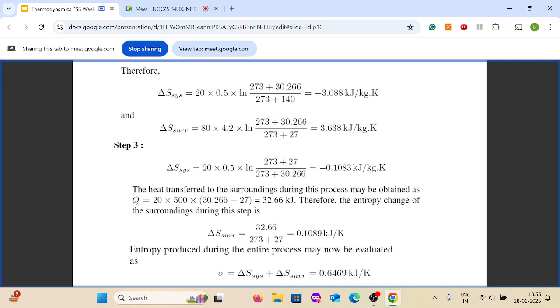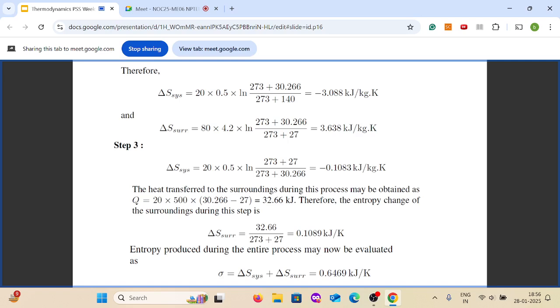So this is a constant temperature. In the previous case, step 2 was in water and the water temperature was varying, so we did MC ln T2 by T1. Here the surrounding is at a constant temperature. So this is your delta S. So summing up all of these entropies of system and surroundings, we'll get the total entropy produced during this cooling process.